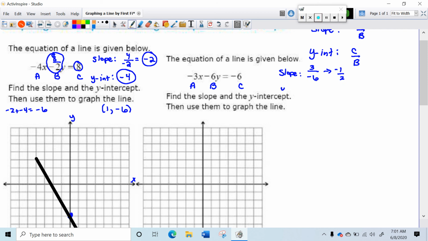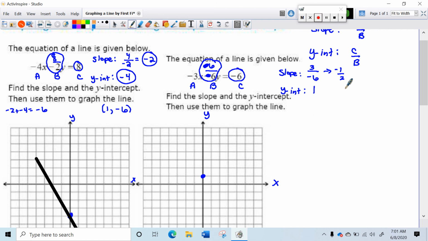And the y-intercept, you take the constant, the negative 6, and pop it up top of the y, and then divide. Negative divided by negative is positive. 6 divided by 6 is 1. The y-intercept is 1. So this is x, this is y, crossing the y-axis at 1.